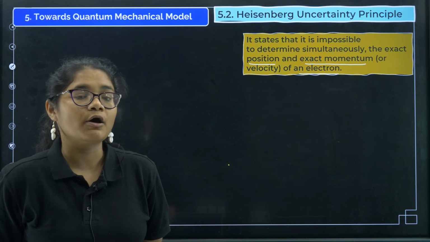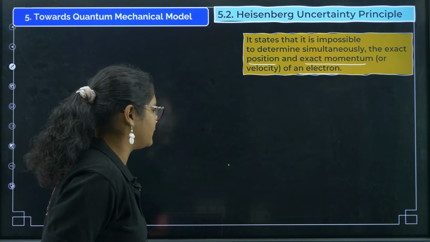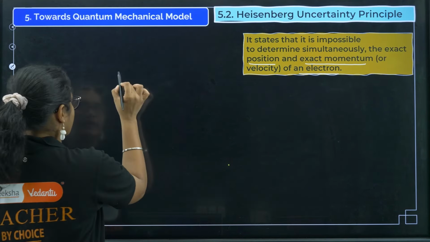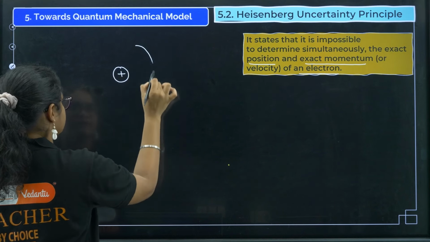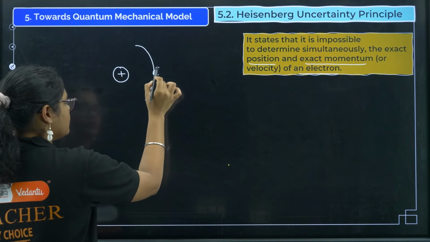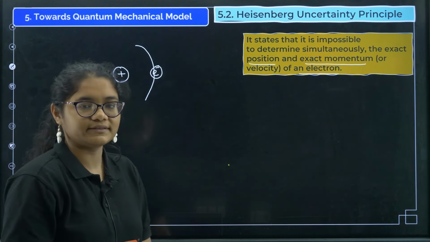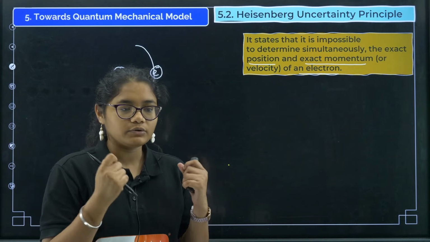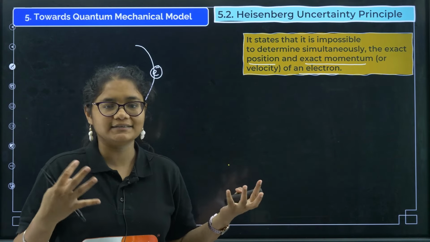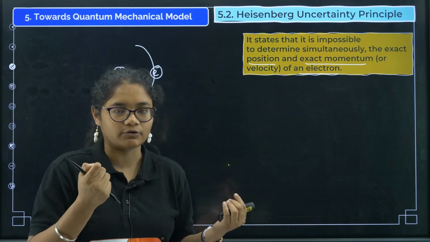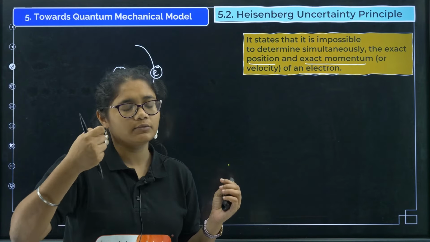Now how can we explain this? Suppose we have a nucleus here and we have an electron here. You want to determine the position of this electron. Just imagine you want to see this electron. To see this electron, you need to put some light.